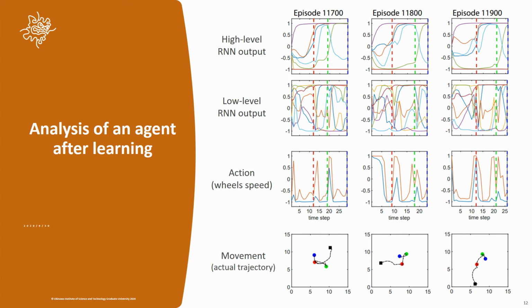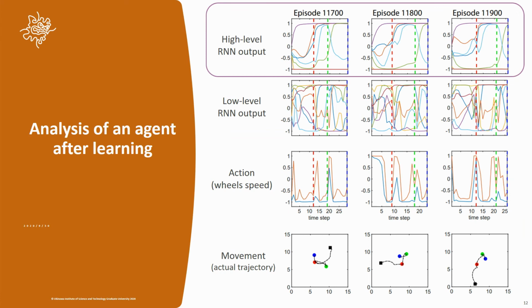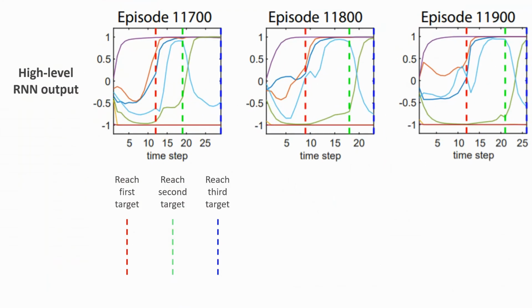First we plotted the behaviors of the same agent in three different episodes. Each column plots one episode, and at the bottom is the actual trajectory on the two-dimensional plane. The black square indicates the initial position of the robot, and the colored circles are the target positions. The configurations of the three episodes are different, but the agent can always successfully finish the task. And the interesting thing is, if you look at the high-level RNN output of these three episodes, we can zoom in to see it more clearly.